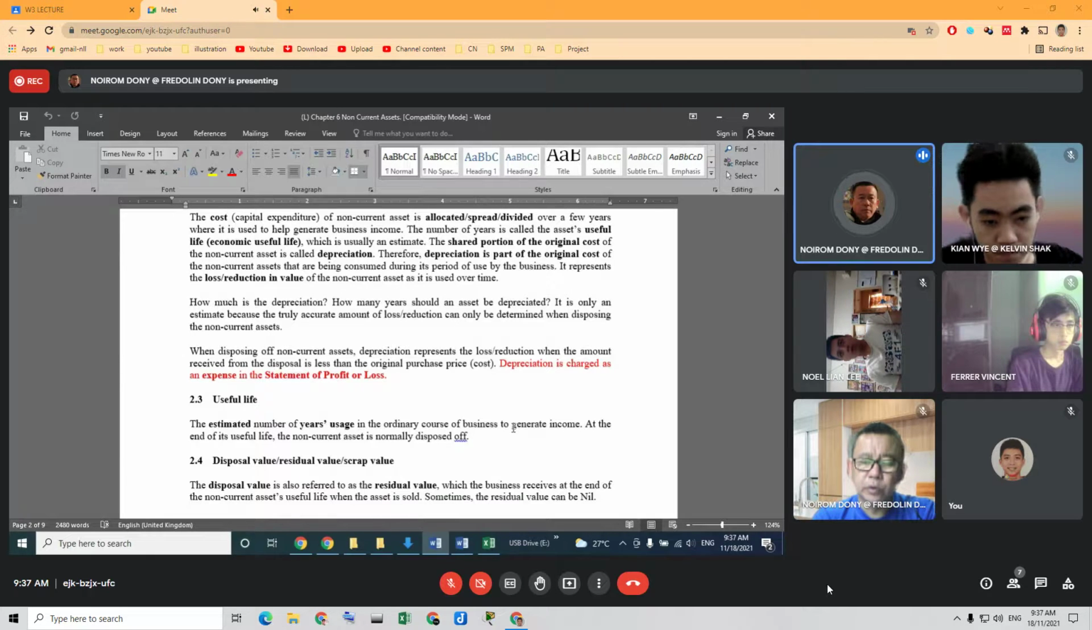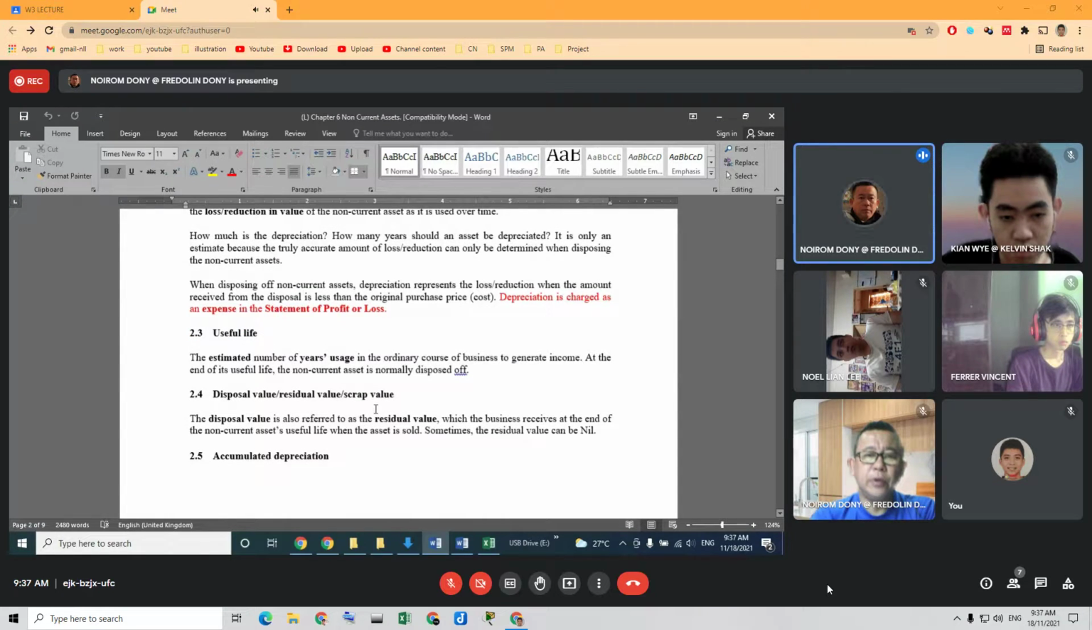For you, you are not going to do the estimation, but for your syllabus you'll be given how many years. Then you use that year to calculate the depreciation. Disposal value, or residual value, or scrap value. So this disposal value is also referred to as residual value. Same meaning, okay? It is what the business receives at the end of the non-current asset's useful life when the asset is sold. Sometimes the residual value can be nil.